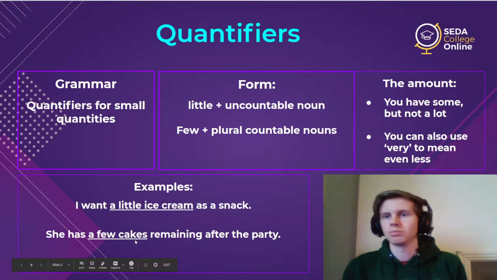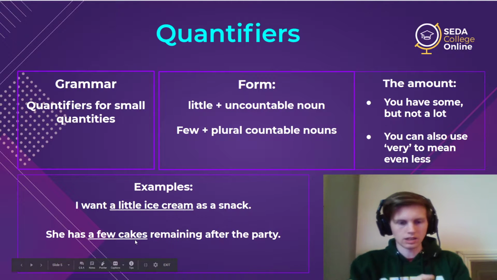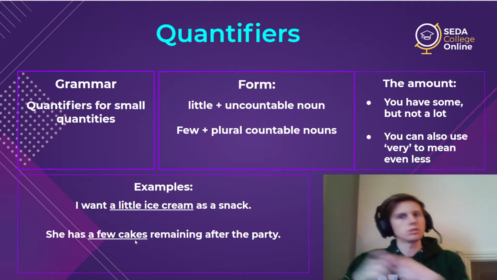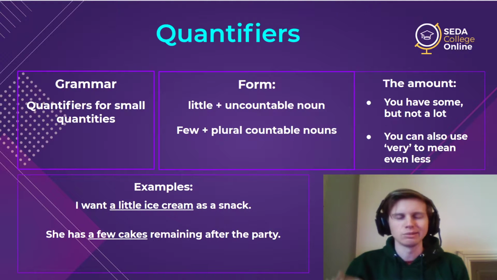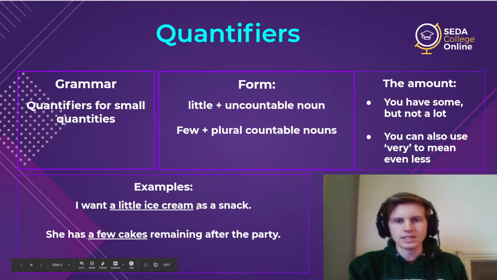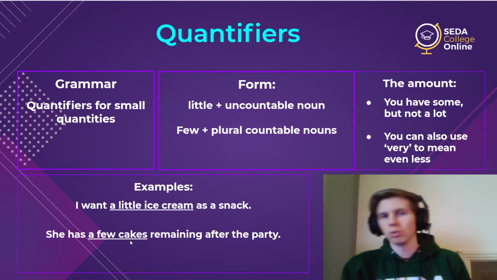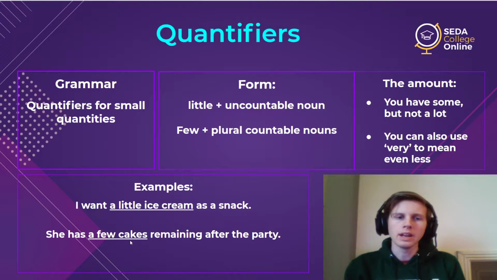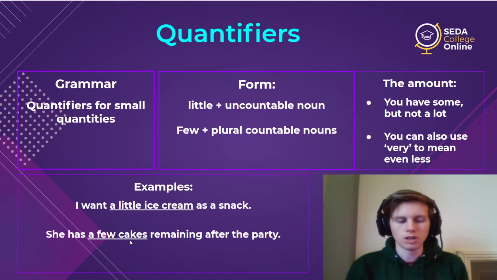However, cakes, very countable. I can have one cake, I can have 2 cakes, 3 cakes, 4 cakes. That one's easy to count. So we use a few. And you can see here that this is singular, just as the rule requires, and this one is singular or plural. All right, but that's the quantifier for a small amount.